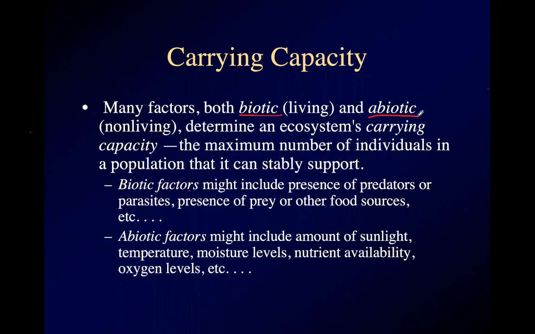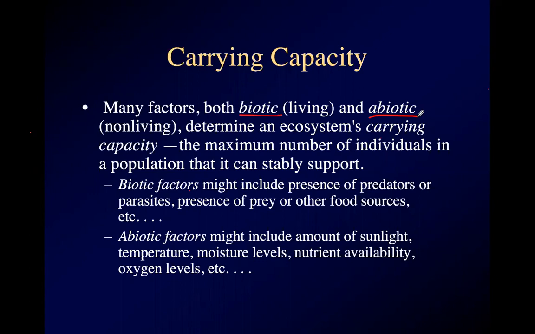So biotic factors that control the number of fruit flies would be the presence of predators like larger insects or spiders or something like that. The presence of parasites. In one of my other classes, we've actually found parasites inside fruit flies. They can die of parasite infection. The presence of food sources, which in the case of fruit flies is generally overripe fruits and veg. That's a living thing that's important for determining how many fruit flies can live in a particular area.